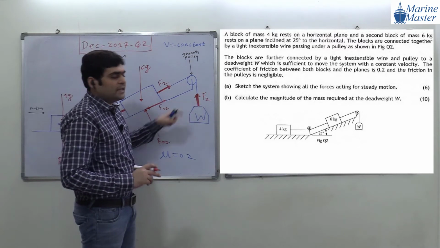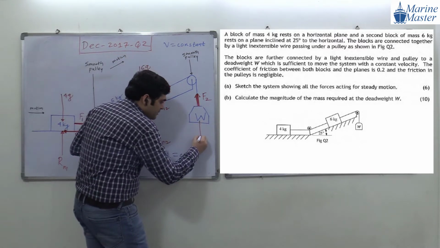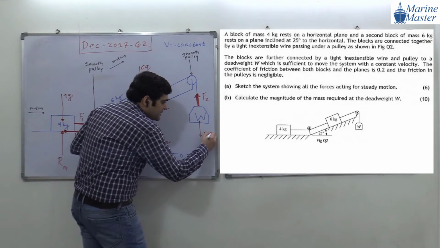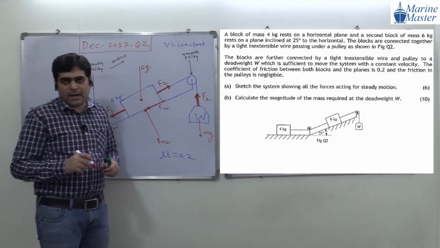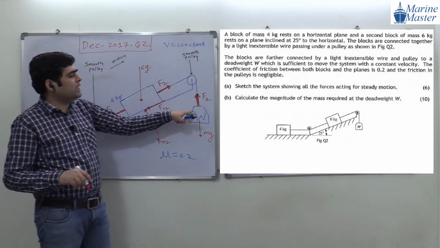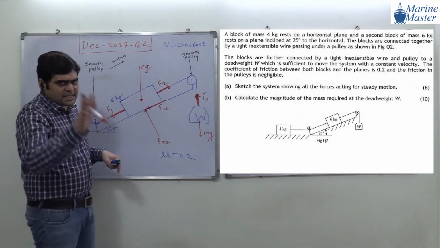There is tension on this side. Then there will be its weight, and we will write its weight as mg. We don't know that mass m. That is our target in part B. In part B we have to find the mass of the dead weight. We will see that.